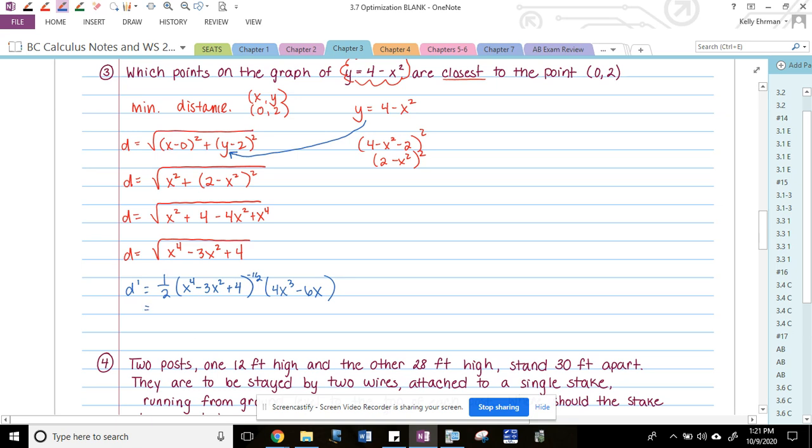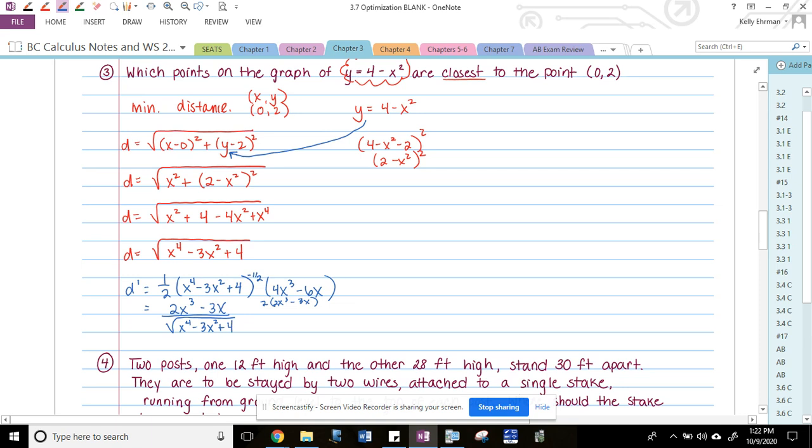Okay, so I'm noticing this 4x cubed minus 6x could have had a 2 factored out of it. This 1/2 times this 2 could cancel out. So I would have a 2x cubed minus 3x in the numerator. That's after I factored the 2 out and divided it by 2. And then I do have a denominator, but it's just the square root of x to the 4th minus 3x squared plus 4.